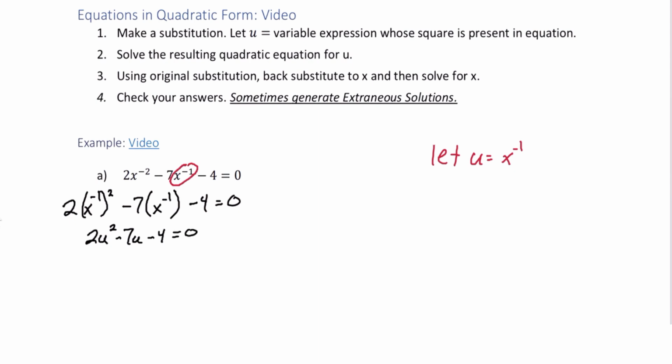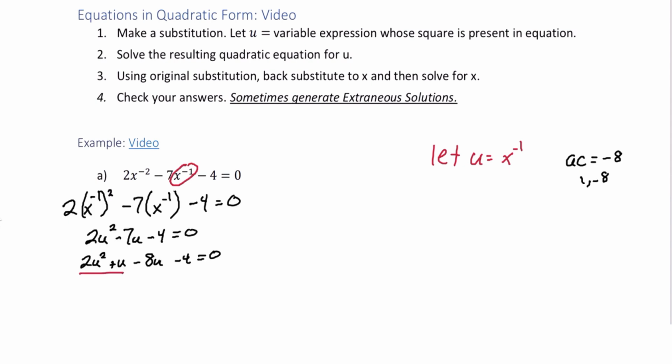We now have a quadratic, but it's in terms of u. We can solve this using the AC method. AC equals negative 8. Two numbers that multiply to negative 8 are 1 and negative 8. So rewriting this, we get 2u squared plus u minus 8u minus 4 equals 0.